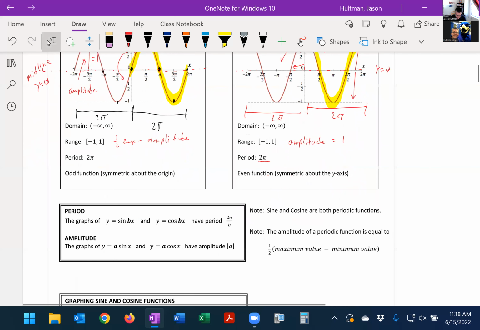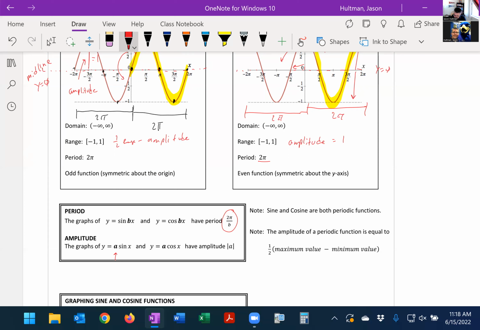Okay, the period. The graphs of y equals sine bx and y equals cosine bx have a period of 2 pi over b. So if I have a value in front of the x, I just divide 2 pi by that value, and that gives me the period. The graphs of y equals a sine x and a cosine x have an amplitude of absolute value a. Okay, so this stretches things. This a value will stretch the height of my graph.